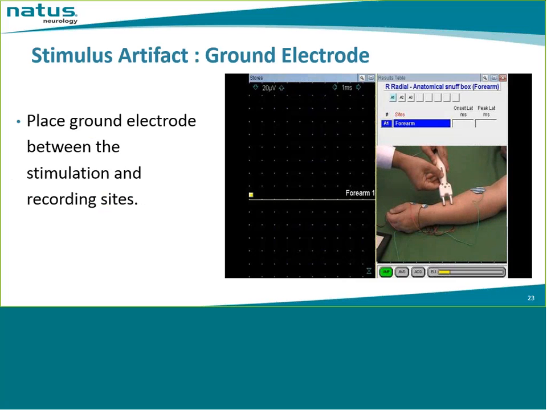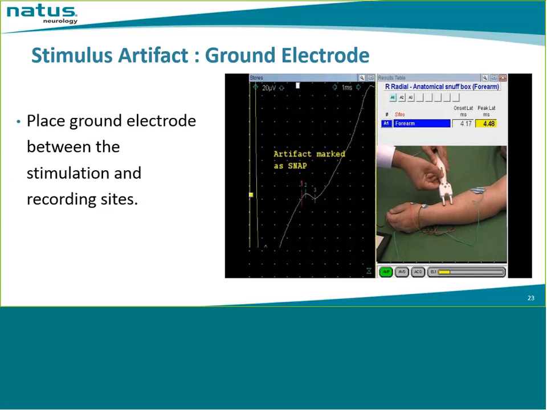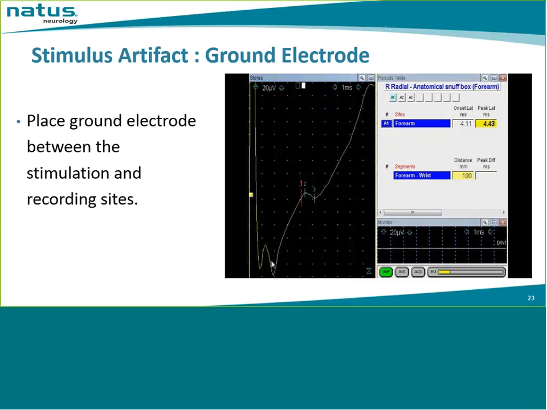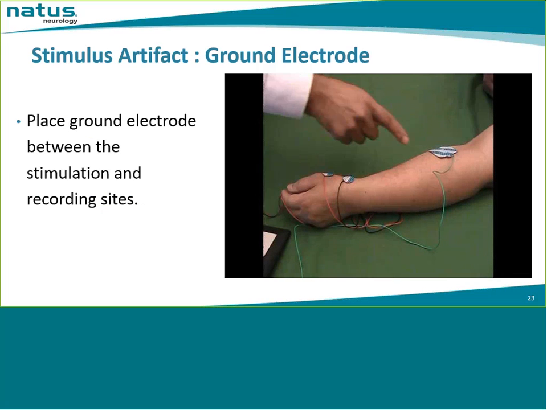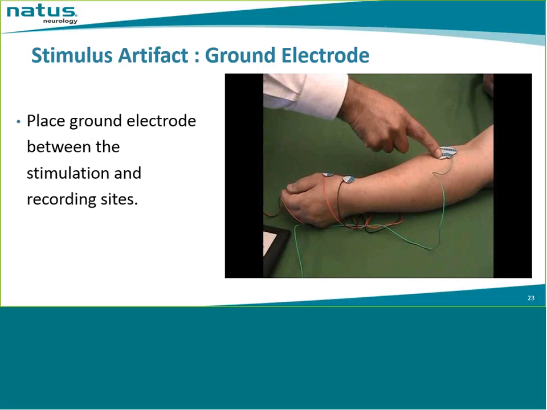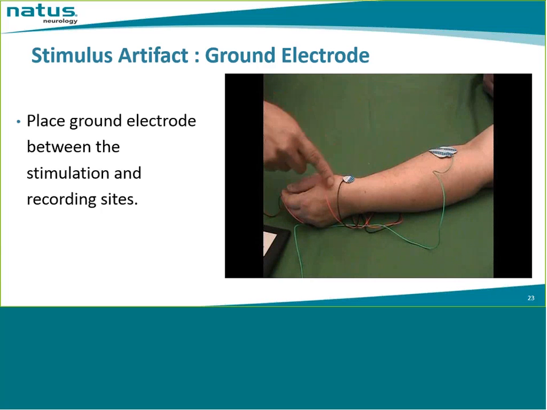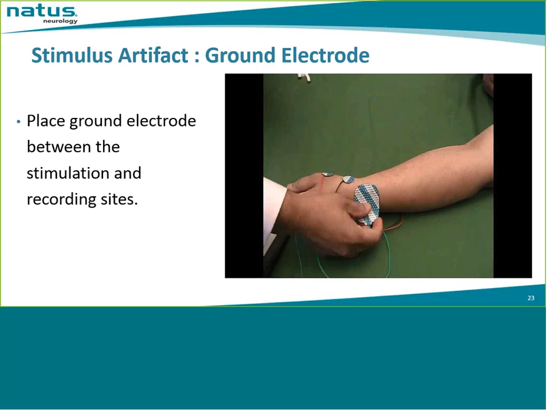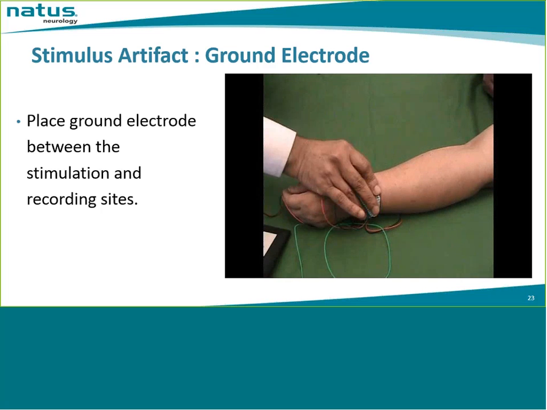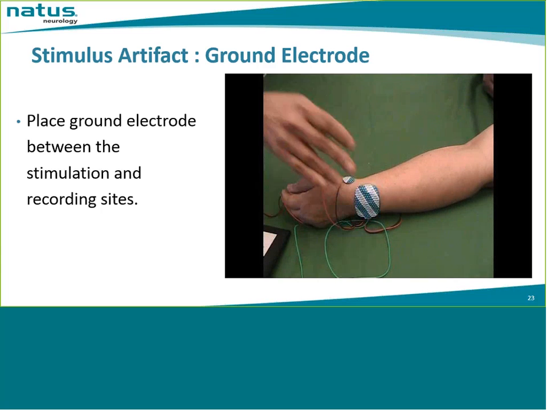Okay, so let's try to change the position of our stimulator and see how it affects our stimulus artifact. I'm going to remove the ground electrode, place it between the stimulation and recording sites, and let's repeat the stimulation. And this time we can see the response quite easily. The artifact is much less.